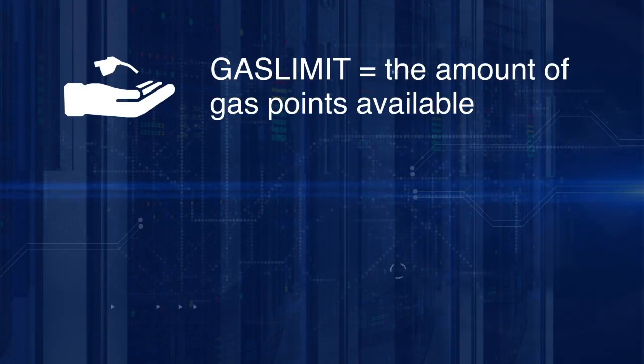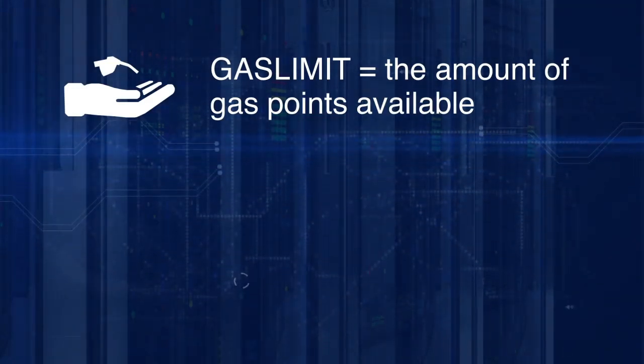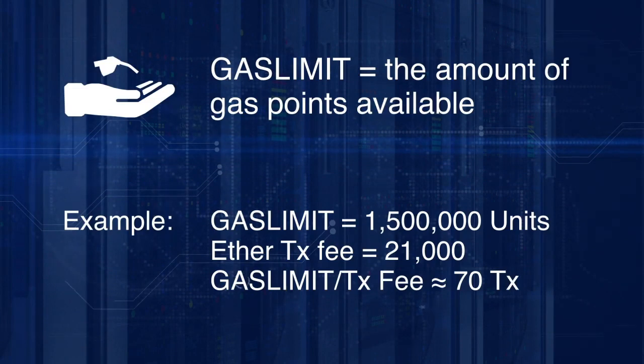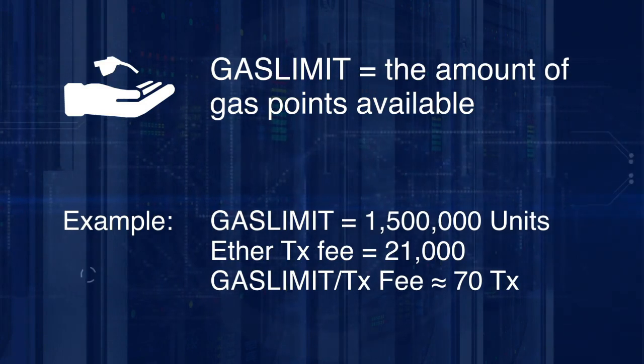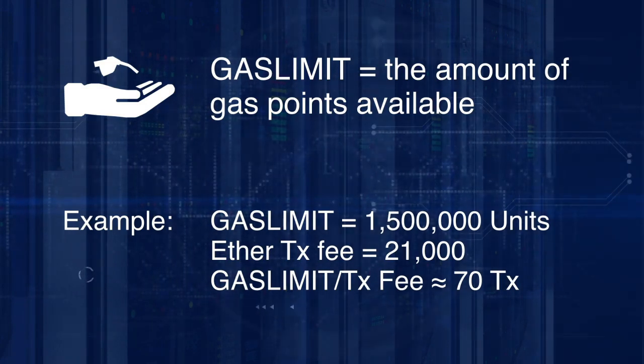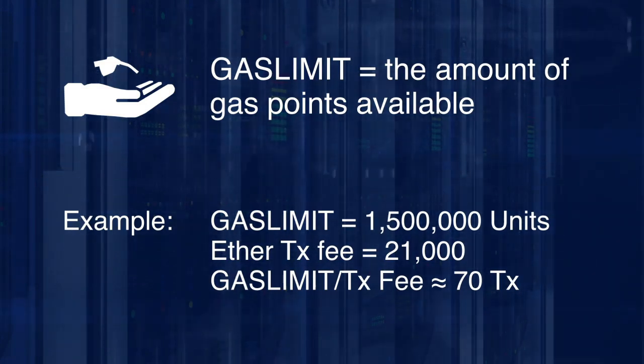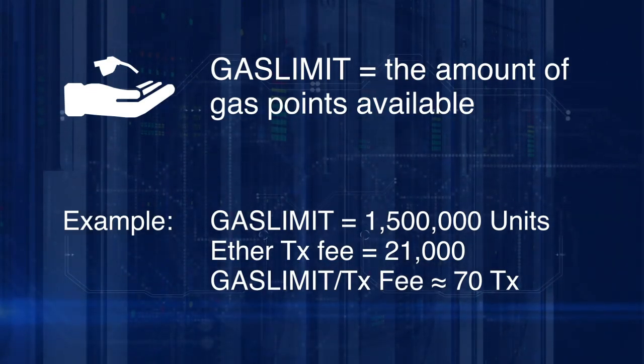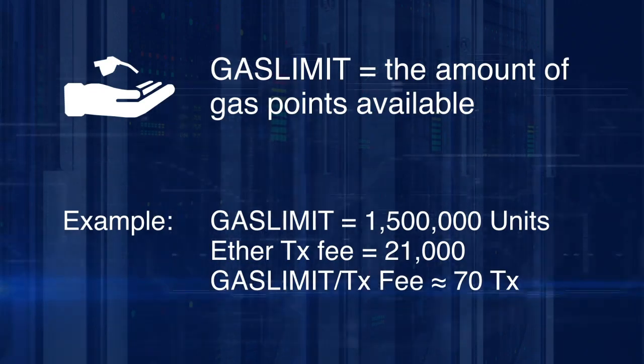So far, we looked at the gas-related items in a transaction. Now let's look at the gas-related items in a block. Gas limit and gas spent. Gas limit is the amount of gas points available for a block to spend. For example, if a block specifies a limit of 1,500,000 units of gas and a basic Ether transaction fee is 21,000, this particular Ethereum block can fit about 70 plain Ether transactions.